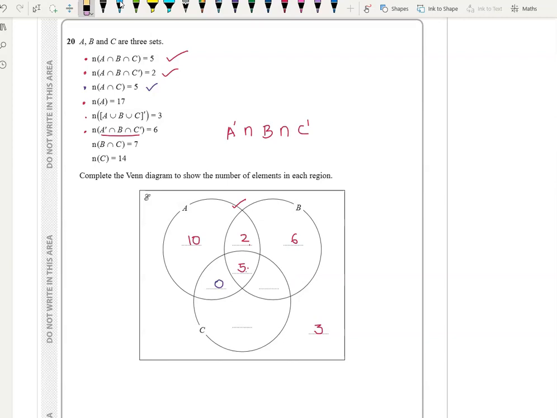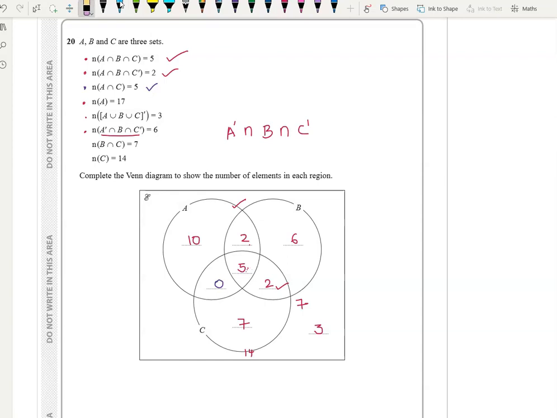Next one, B intersection C is 7, the common elements between the sets B and C. So between the two sets B and C, the total number of elements is 7. We already wrote 5, so the remaining 2 elements will come here. And the last one, the number of elements in set C is 14. So circle C total should be 14. In circle C we already have 5 plus 2, 7. Out of 14, we already mentioned 7 elements. So the remaining are 7 elements.